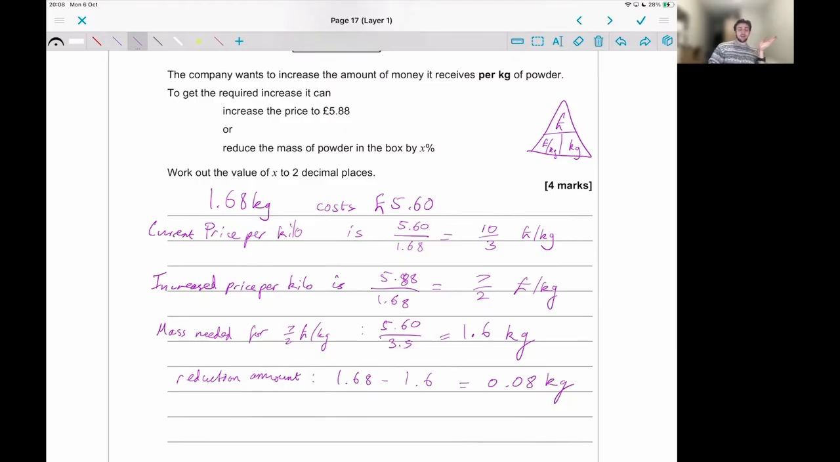Now, you might see that and think, oh, that looks like a percentage. No, that's just a number of kilos. So we need to work out what that number of kilos is as a percentage of the original mass. The original mass was 1.68. So we're going to do this amount divided by the original amount and then times 100%. So 0.08 divided by 1.68 times 100%.